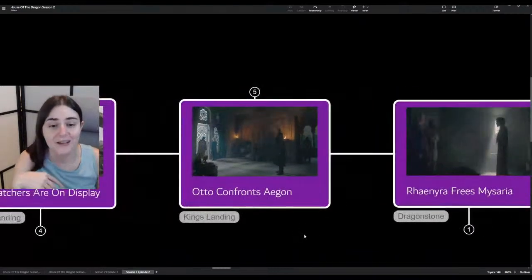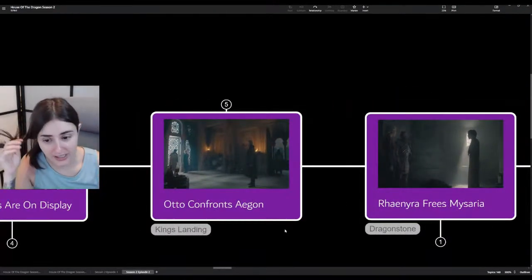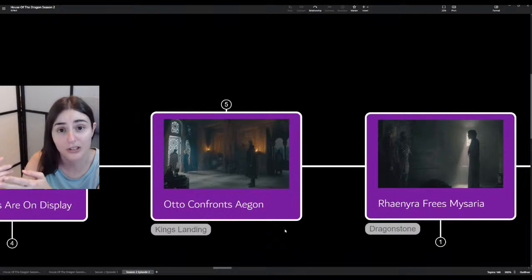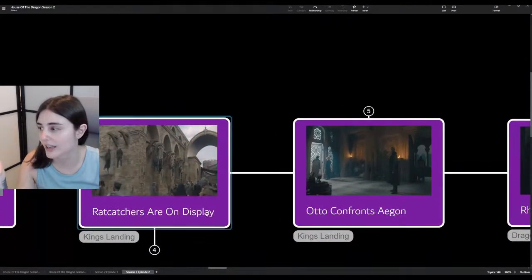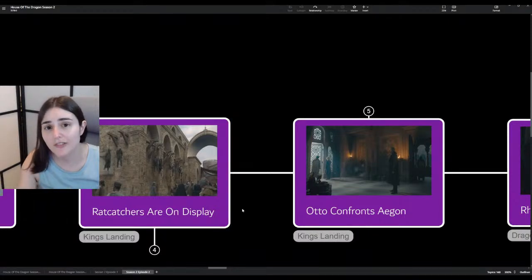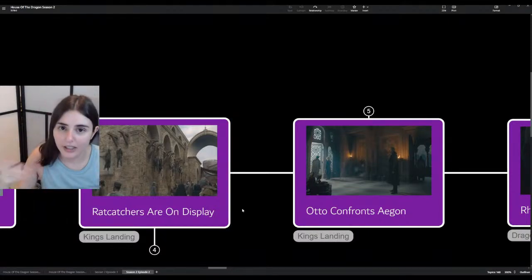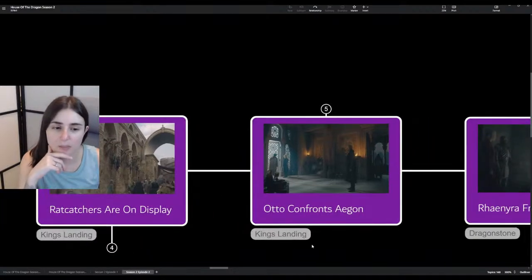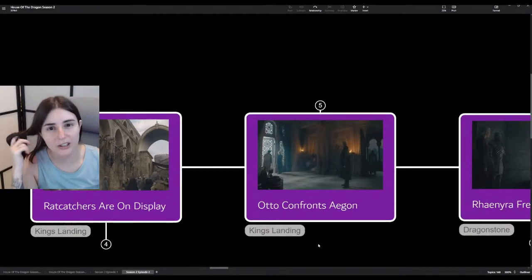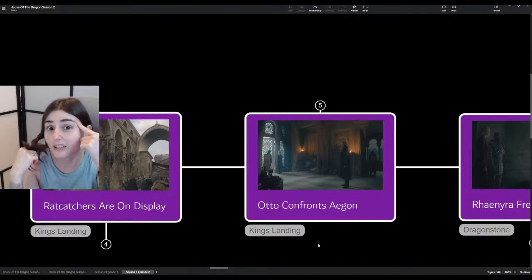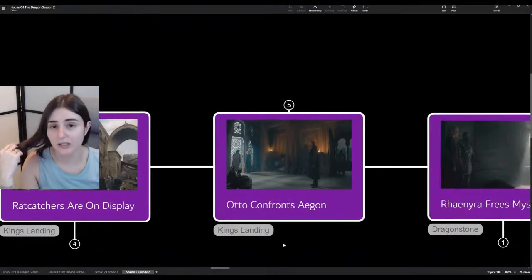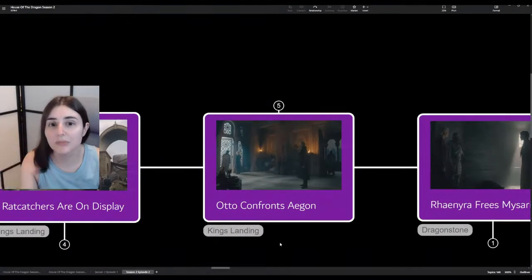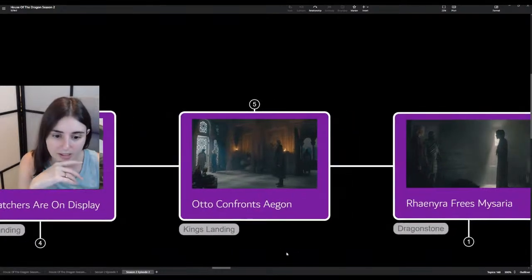Then Otto obviously confronts Aegon because that was Aegon's doing, really. And I guess this is kind of Joffrey-ish. Remember Joffrey putting the heads on the spikes, that whole thing. So we're thinking of that, but I still don't think Aegon is as evil as Joffrey was. I really don't think so. I think he's just impulsive and immature. Anyway, we'll get into deep details on the Friday stream.